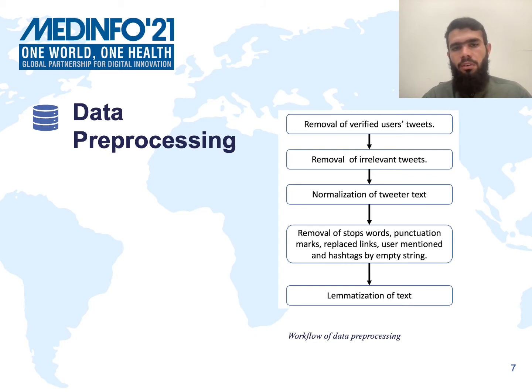Further, we also removed the irrelevant tweets that are not related to the study. We also normalized the Twitter text, removed the stop words and punctuation marks, and replaced the links, user mentions, and hashtags with an empty string. These four steps are for finding the sentiment. The last step we perform only for thematic analysis, where we find the lemma of the words in the tweets, because in topic modeling they show the same meaning. Like go, went, gone: we convert went and gone to the lemma word go.